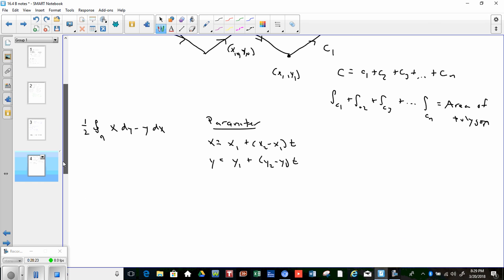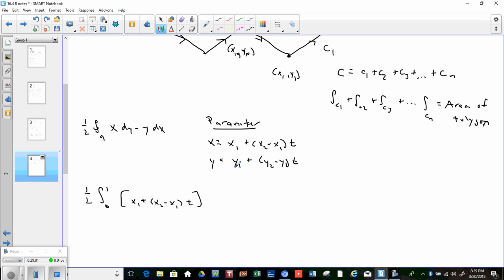All right, so we have our parameters set up. Let's go ahead and work out the integral. So it's going to be 1/2. And remember that these are standard linear pieces, parameters. So this is just going to go from 0 to 1. All right, so the first one is going to be x, which is this whole thing right here. So it'll be x1 plus x2 minus x1 t times dy, which is the derivative of this thing here with respect to y.